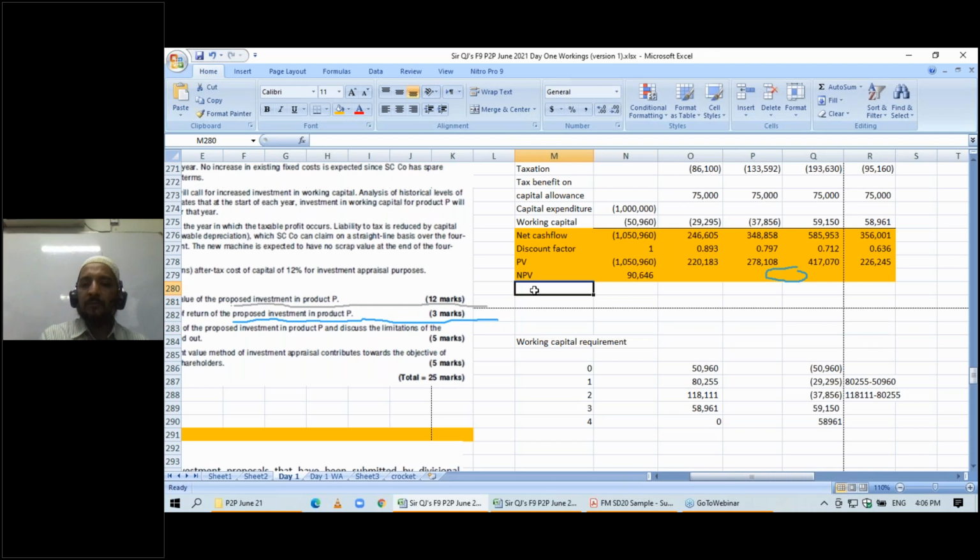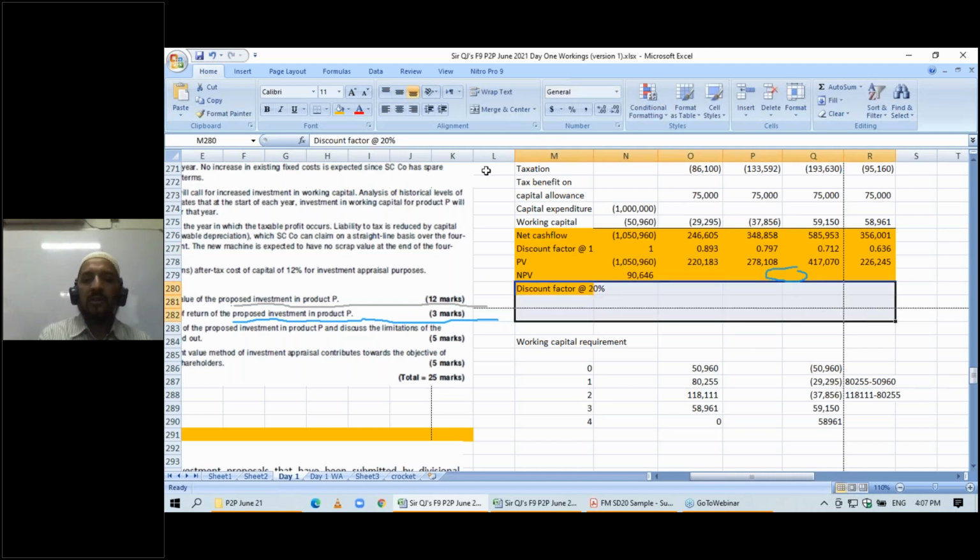So I'll be doing this portion again. I'll be using a discount factor now at 20%. Earlier I used at 12%. Okay. So the cash flows, net cash flows will remain same.